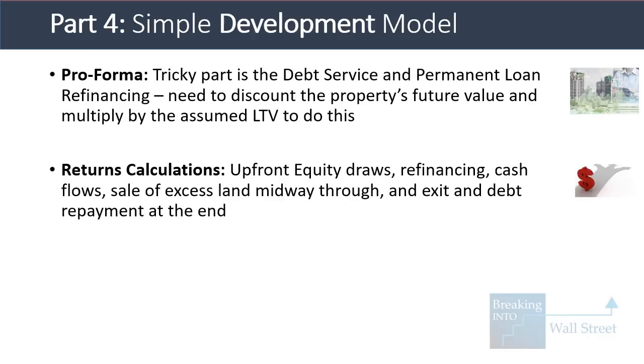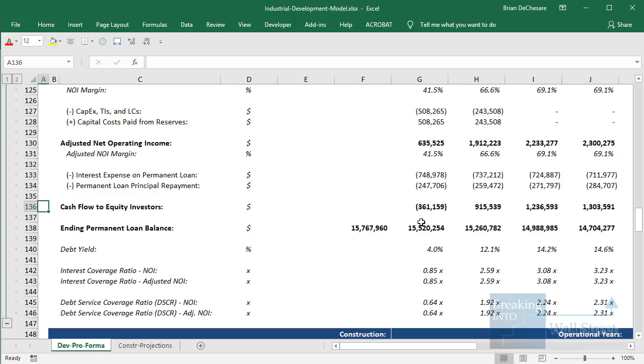We calculate returns based on the upfront equity draws, the refinancing, which takes place at the end of year 1 here. Construction for industrial properties such as warehouses tends to be pretty quick. We have cash flows, we have the sale of excess land midway through, and then we have the exit and the debt repayment at the end. Let's take a look at all that.